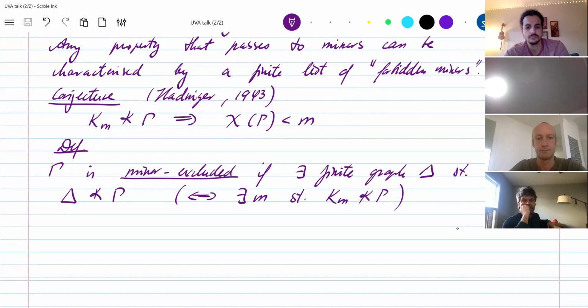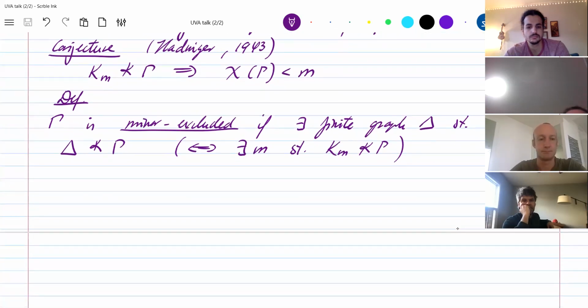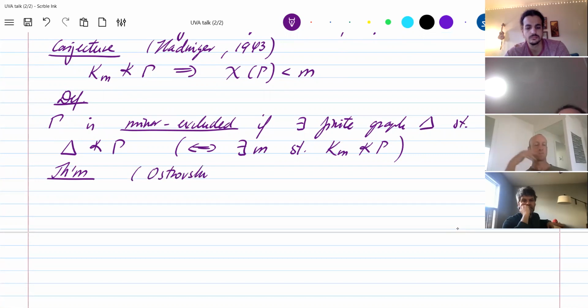And minor exclusion, again, is a restrictive property for graphs, which can give us interesting information about our graph. And just to give you an example of a more coarse geometry sort of flavor, Ostrovsky and Rosenthal, 2014, proved the following fact.